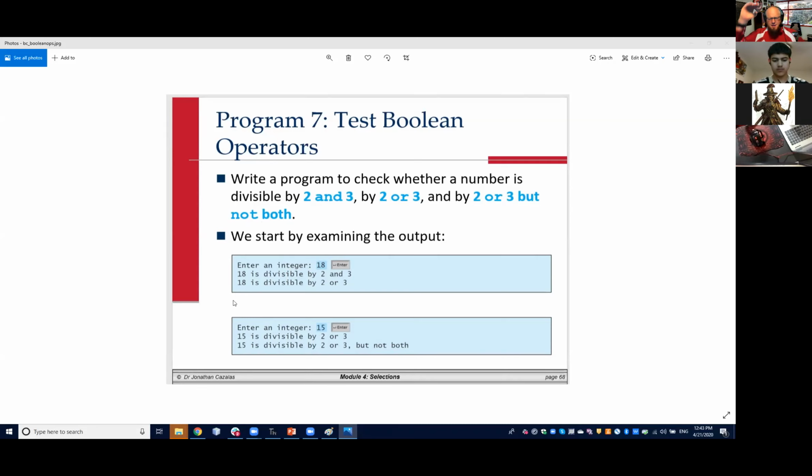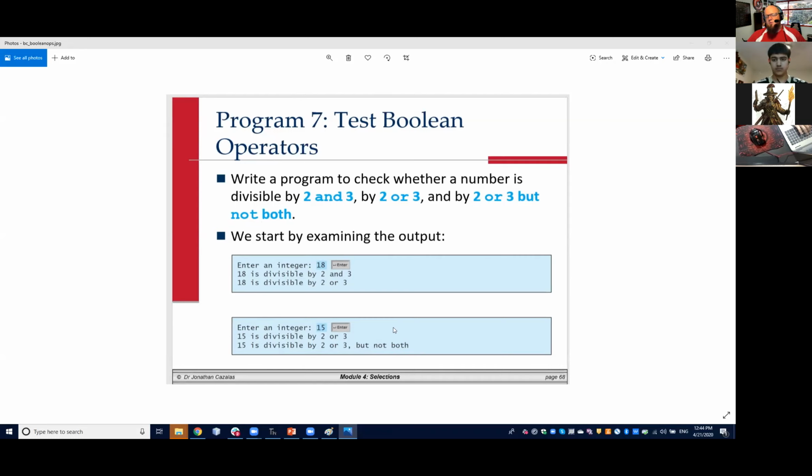And make these three individual long if statements. Don't do any elif. We want to practice this, okay? And then look at the same thing for 15. 15 is divisible by 2 or 3. In this case, it's divisible by 3. And then you're also going to print 15 is divisible by 2 or 3, but not both.